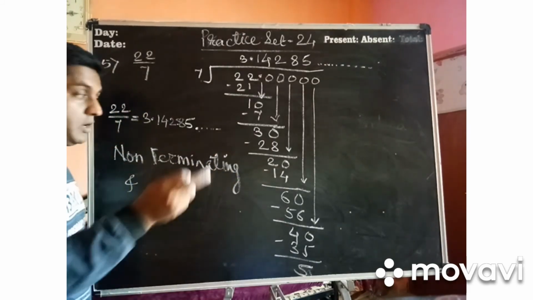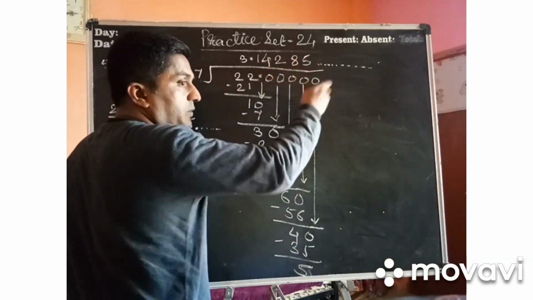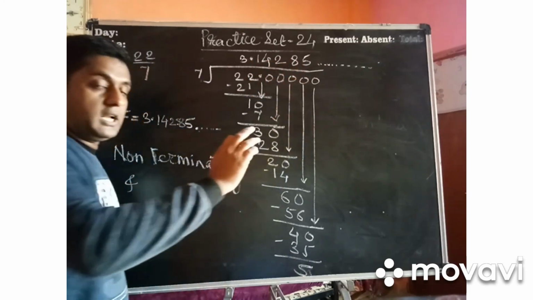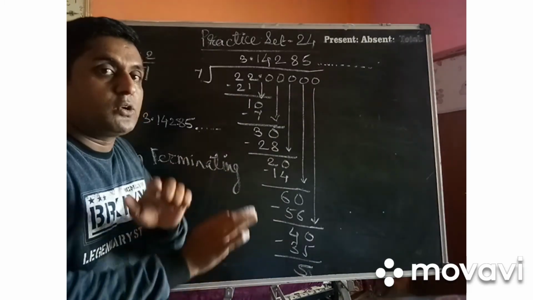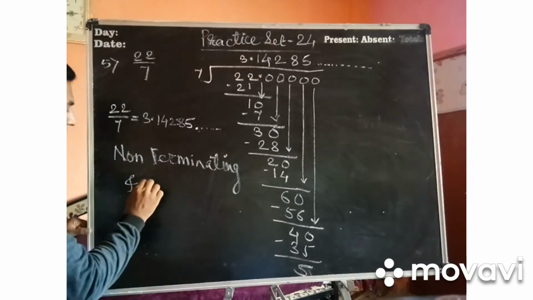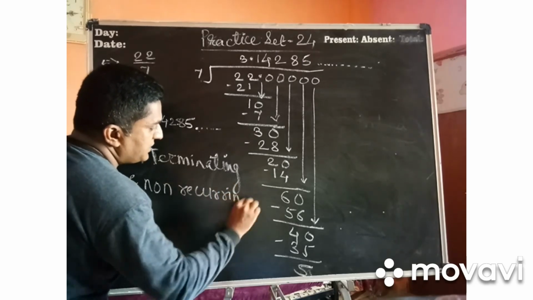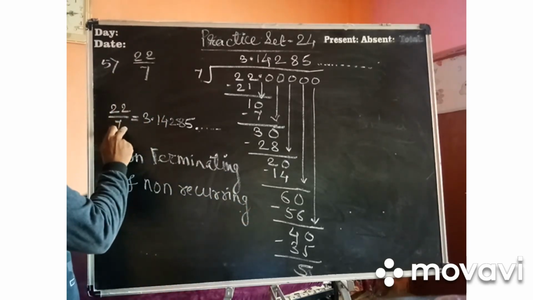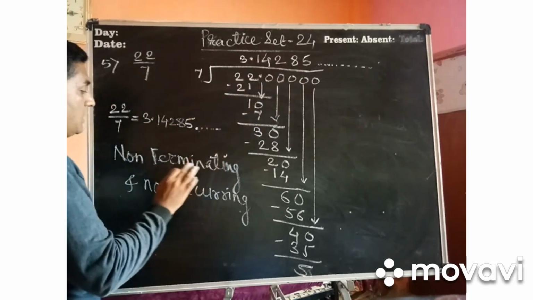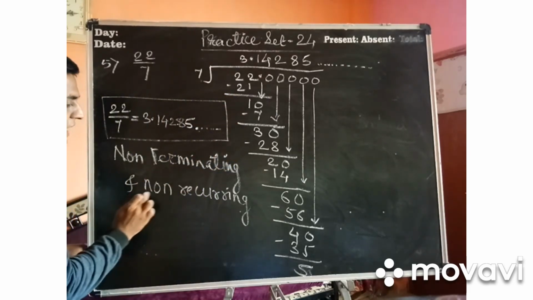And is it, we can say, recurring? Is there any digit which is coming repeatedly one after another? No, see, all the digits after the point are different. Means the digits after the point are not repeating, means non-recurring. Not repeating means non-recurring. So here I will write down non-recurring. So you got the answer of 22 upon 7, which was a rational number, and its answer came 3.14285. So what is this answer? Non-terminating and non-recurring.